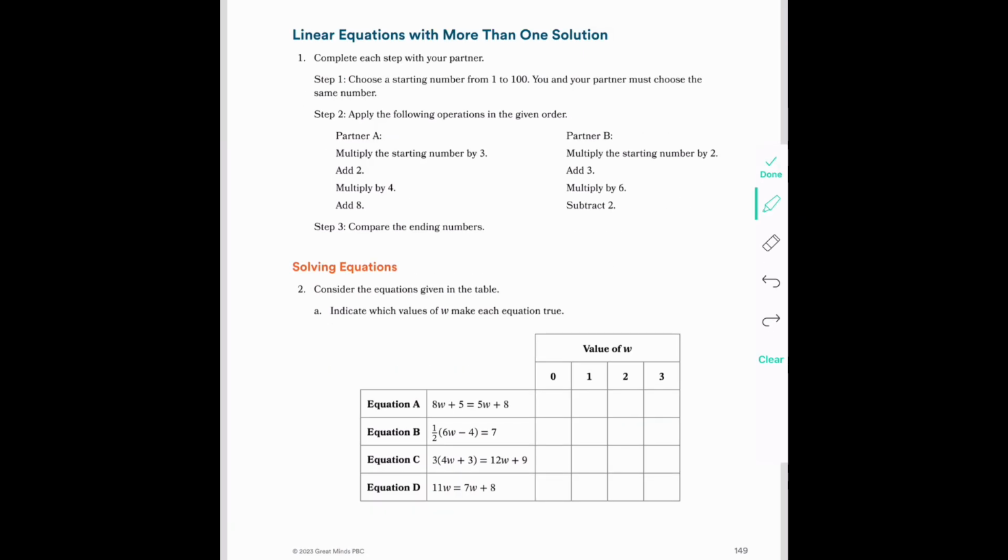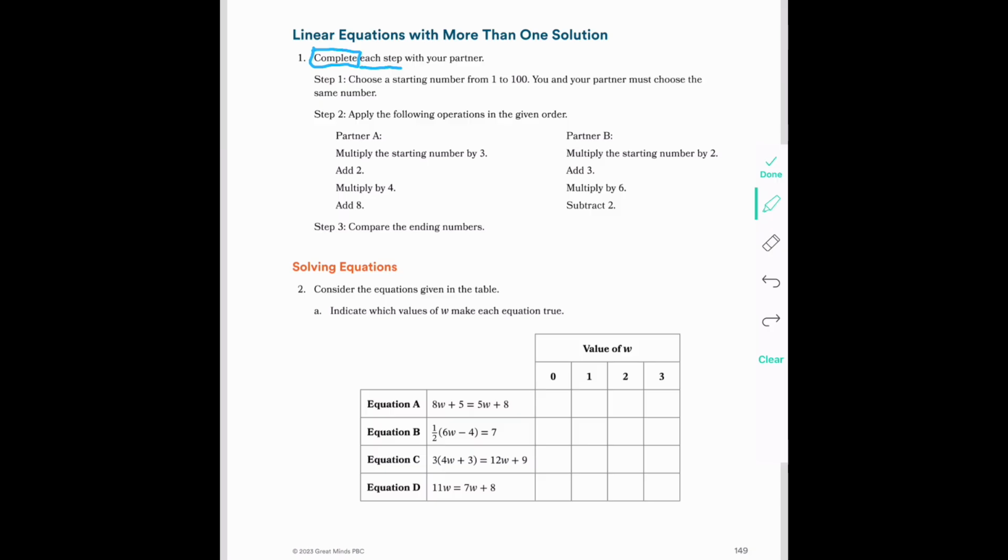Remember, bringing back this habit, we're boxing our verbs and we're underlining the action that the verb is telling us to do, or that our verb is referring to. So it says complete each step with your partner. So we got to complete each step. You can underline with your partner if you want to.